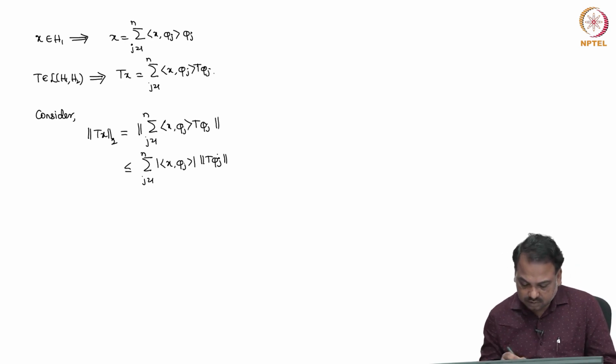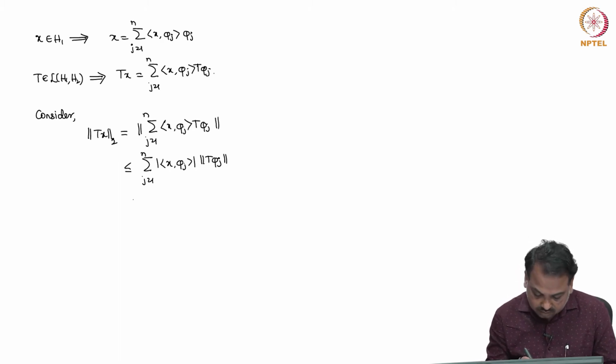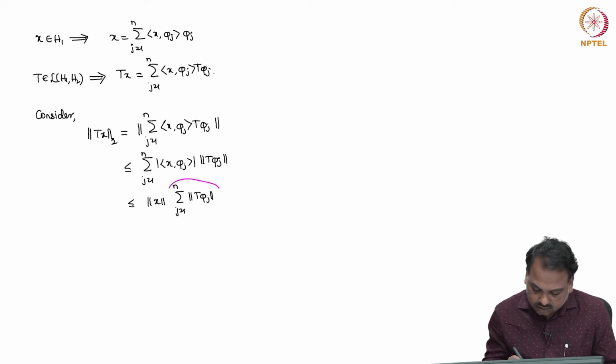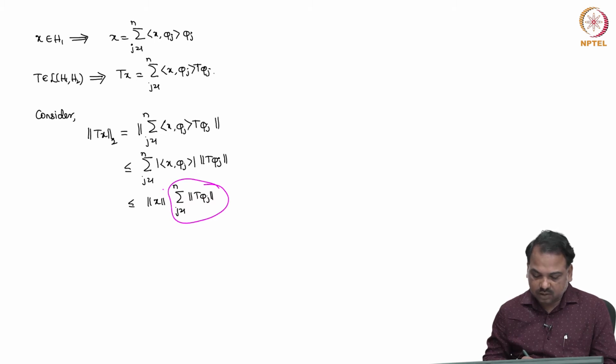Here, if we apply the Cauchy-Schwarz inequality to the modulus of inner product x with phi j, since norm phi j is 1, this is less than or equal to norm x. So we get norm x times the summation j equal to 1 to n of norm T phi j, and this part you can take as K. So from this we can say that T is bounded. This is one way to say that T is bounded, but let us consider it in a different way.